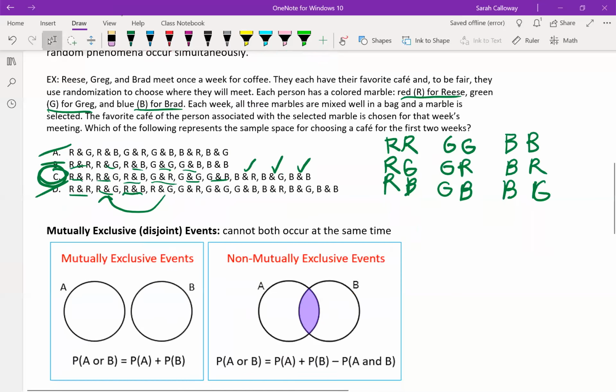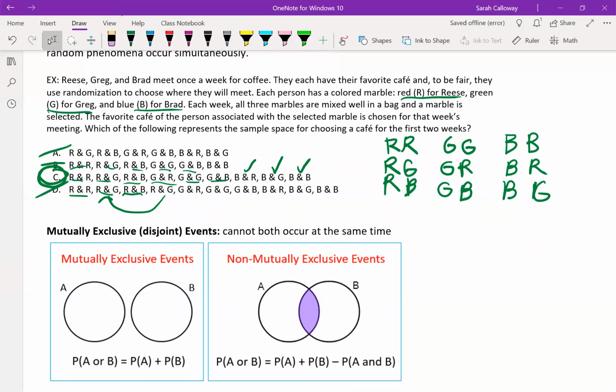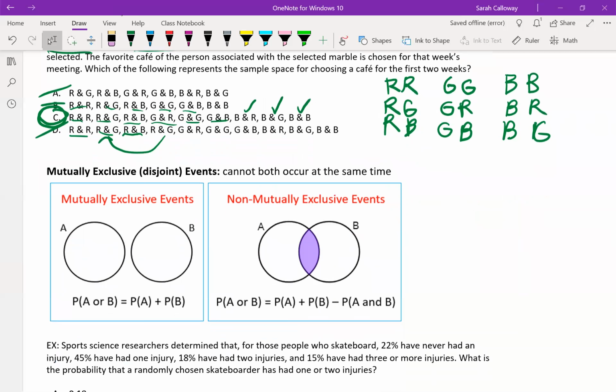So again, we're looking at drawing the marble with their color for 1 week and then the other week. And they always start with all three of them having an equal shot each week. So that's why we're allowed to repeat. The same person can pick 2 weeks in a row.